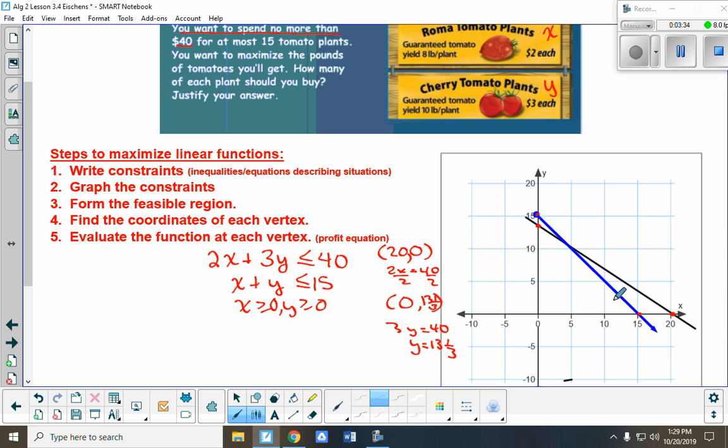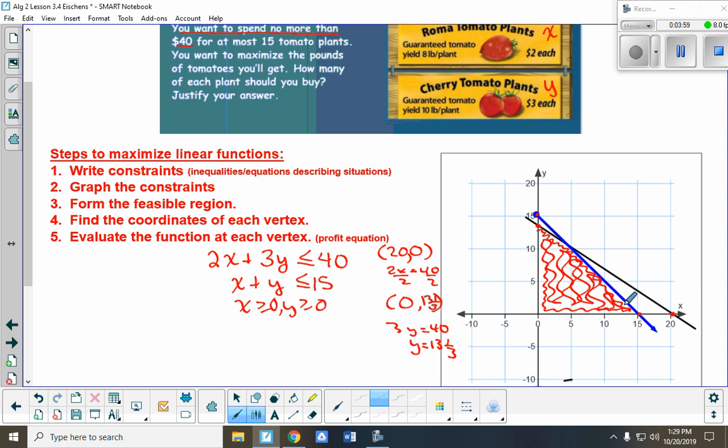Now, both of these inequalities, if you test the point 0, 0, 0 plus 0 is less than 40, 0 plus 0 is less than 15. So they're both graphed below. And so the feasible region here will be this area through here. This is where the overlapping would occur. And since x and y are both greater than or equal to 0, it's just the first quadrant that we're dealing with.